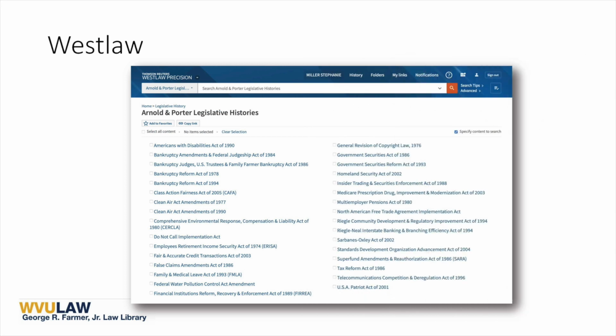On Westlaw Edge, the collection of compiled legislative histories is called the Arnold and Porter Legislative Histories, so named for the law firm and publisher. Use the strategies for navigating Westlaw with pre-search filters, or call up the collection by its name in the global search bar as you practiced in Unit 4.